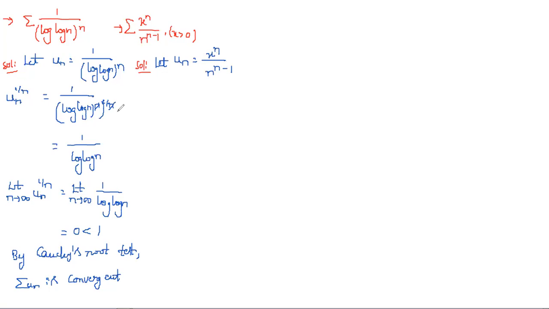For applying un power 1 by n, we require power n, but here it has n power n minus 1. So you can simplify this one. How can we write it? x power n by n power n into n power minus 1, using a power m into a power n equals a power m plus n. So this is equal to x power n by n power n into, and n power minus 1 is nothing but 1 by n.